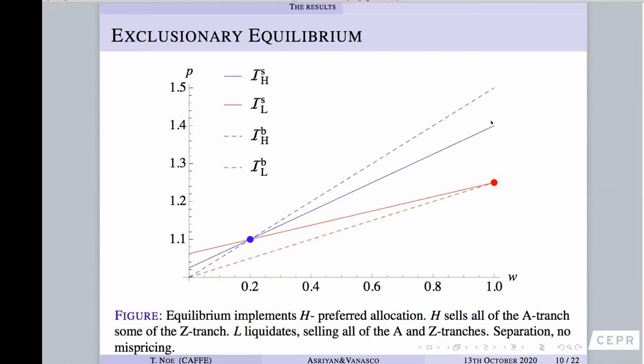And so then the bad type, Mr. L, is going to sell everything. Okay, he's going to sell everything, and we have a nice Rothschild and Stiglitz separating equilibrium here. There's a separation, and there's no mispricing. Okay, so this is sort of the exclusionary case, and the reason the low is actually not copying the high is that if he does, he's going to have to sell off hardly any of the Z tranche, and he really wants to get rid of the Z tranche given its inferior quality.